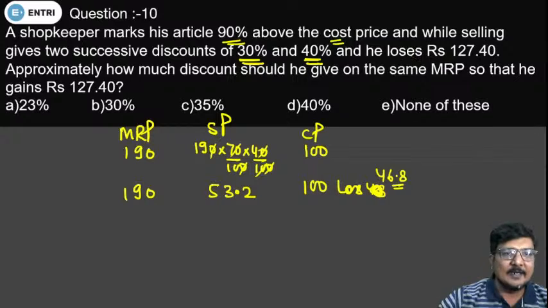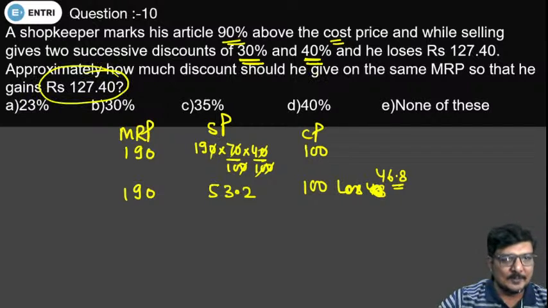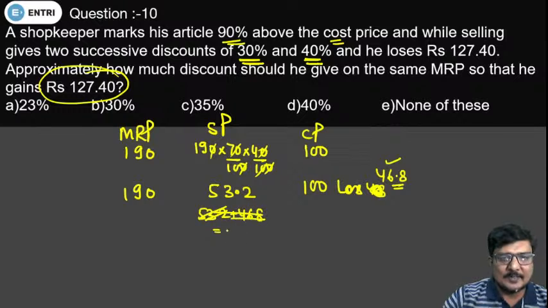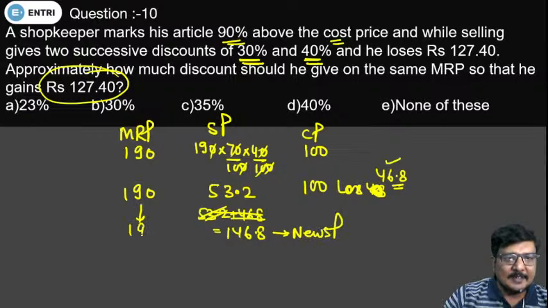Now the question is saying approximately how much discount should he give on the same MRP to gain rupees 127.40. So we have to gain 46.8. Our new selling price will be 53.2 plus 46.8, which will come out to be 146.8. This is your new selling price, and your MRP is 190.